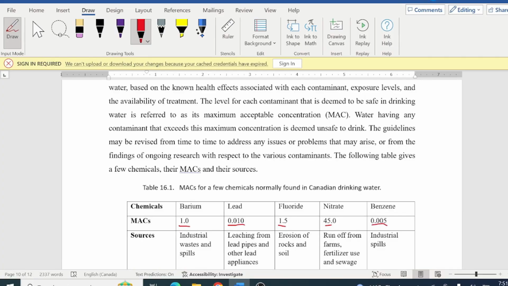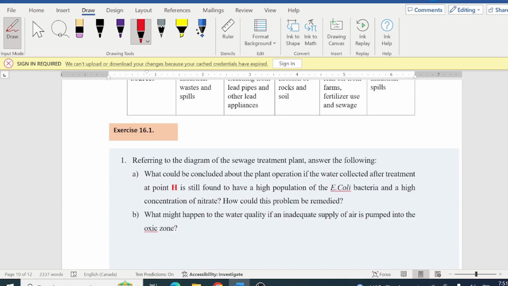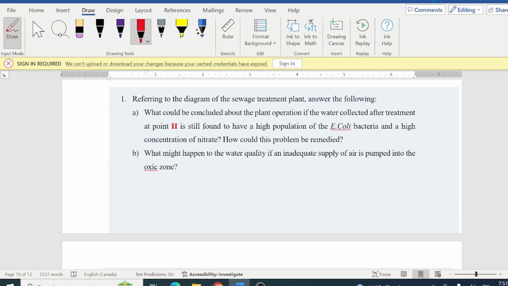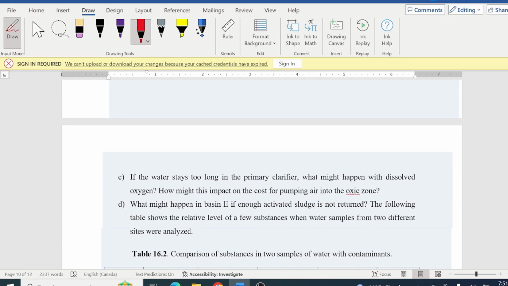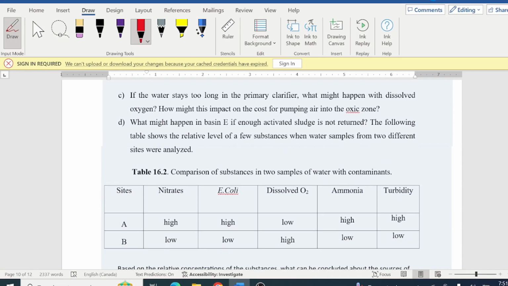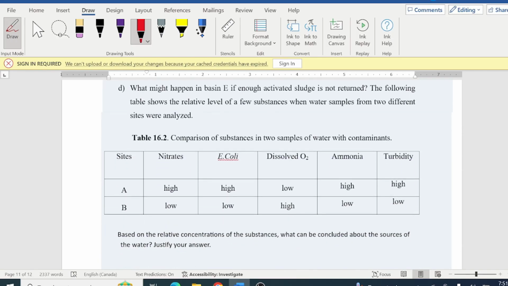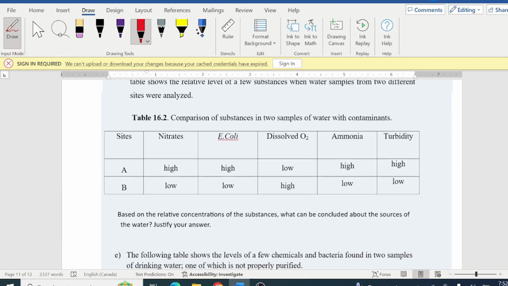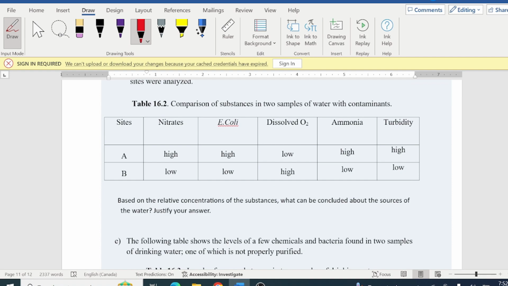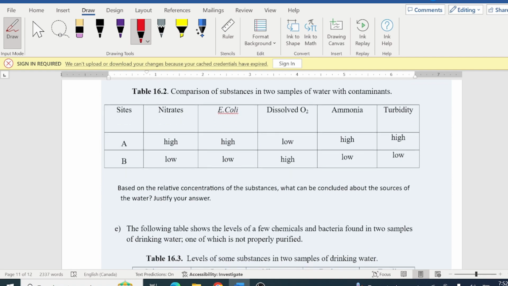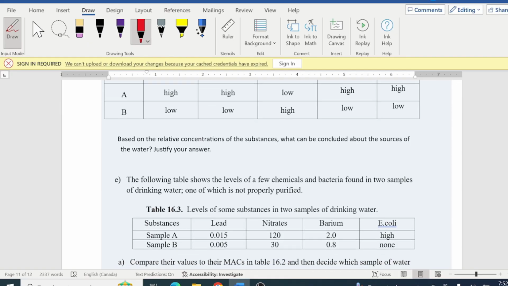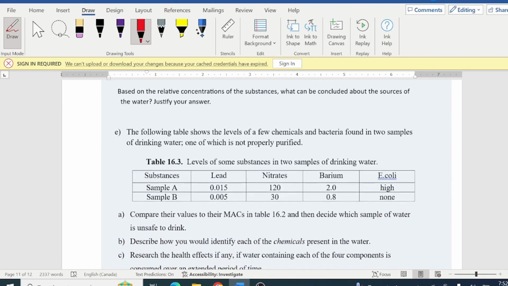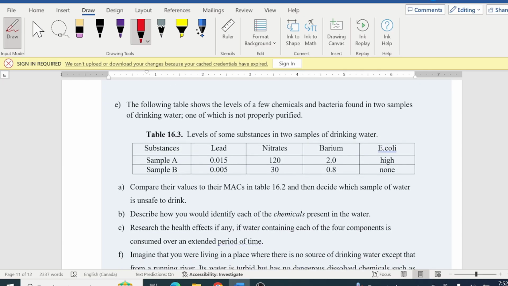So some questions here that refer to this. So here's a comparison of two samples of water with contaminants. It's a question for you to do. So another example for you to do, showing two sources of water, A and B, for you to practice those.